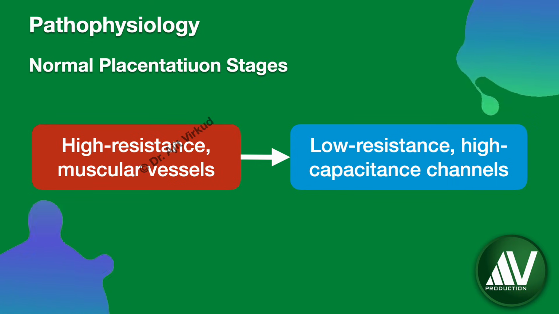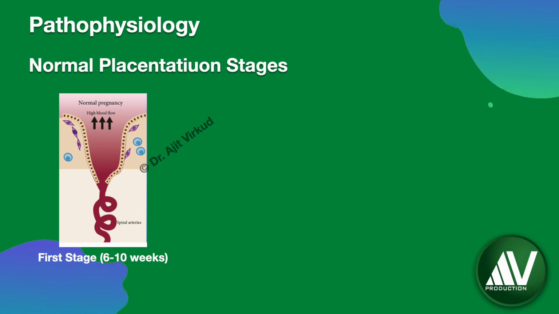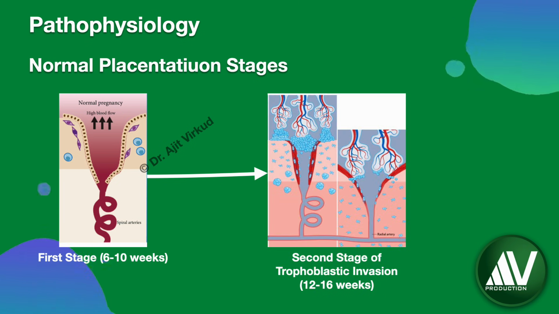In the initial phase, around 6 to 10 weeks of gestational age, the invasion of the arterioles is confined to the decidual portion. Subsequently, in the most critical phase, which occurs between 12 to 16 weeks, it extends to the myometrial segment of spiral arterioles, rendering them truly low resistance channels.